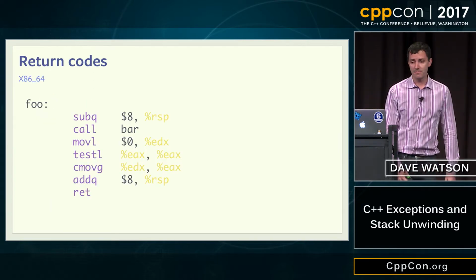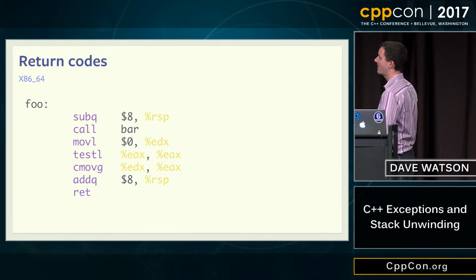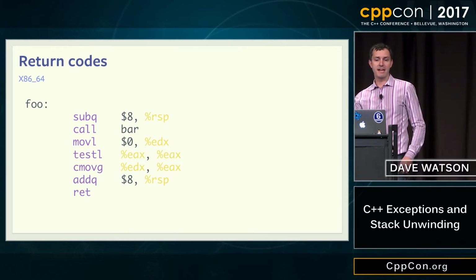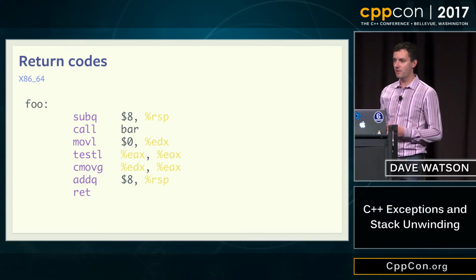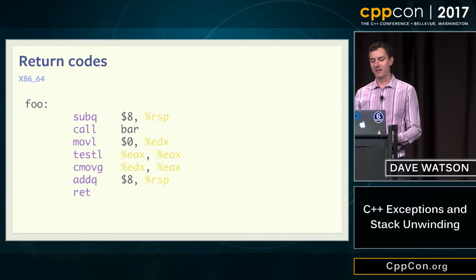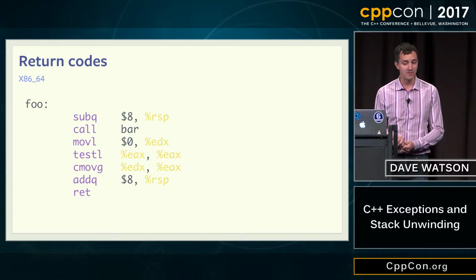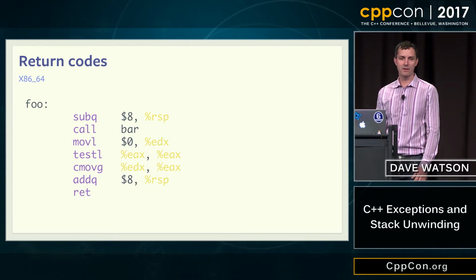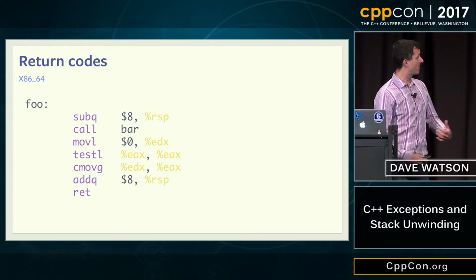We generate the assembly for that. This is x86 64 assembly. I'll walk you through all the examples of assembly. In this case, we do a little stack adjustment. We call the function. We do some tests. If the return code is less than 0, we do something different. We adjust the stack again and return. Great, pretty straightforward. Seven or eight different instructions.